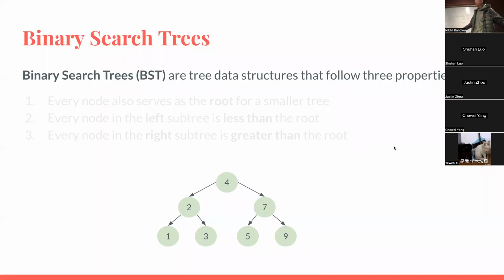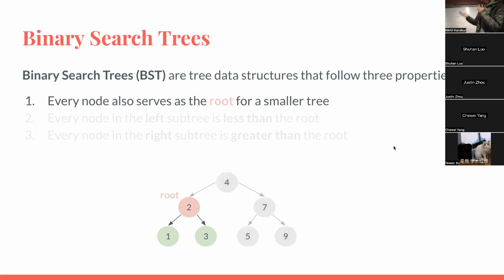Just a quick overview: binary search trees are tree data structures that follow three properties. The first one is that every node can also serve as the root for a smaller BST. Just a quick example, right? If we select 4 as our root, then that's the root for this entire BST. But if we go left and select 2 as our root, then it's also the root for this smaller BST of size 3, with its left child as 1 and its right child as 3.